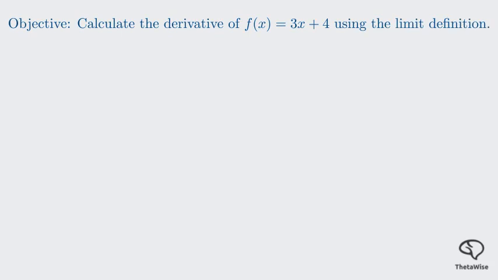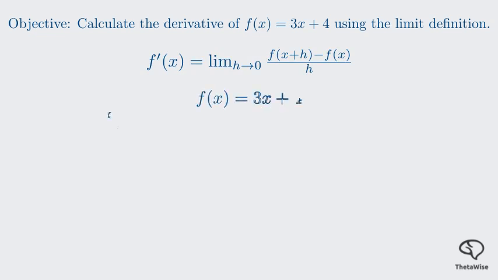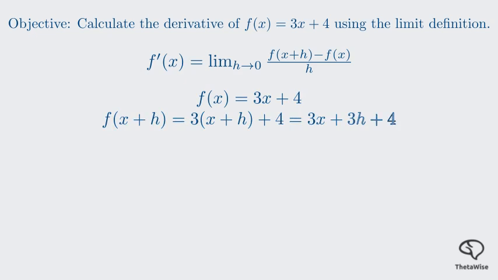Again, we start with our definition. f prime of x equals the limit as h approaches 0 of f of x plus h minus f of x, all over h. First, let's find f of x plus h. We replace every x in our function with x plus h. So f of x plus h equals 3 times the quantity x plus h plus 4. Distributing the 3, we get 3x plus 3h plus 4.